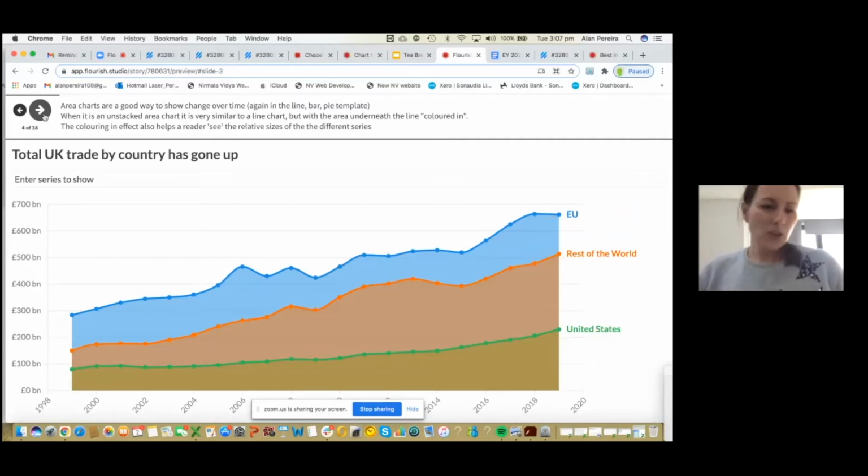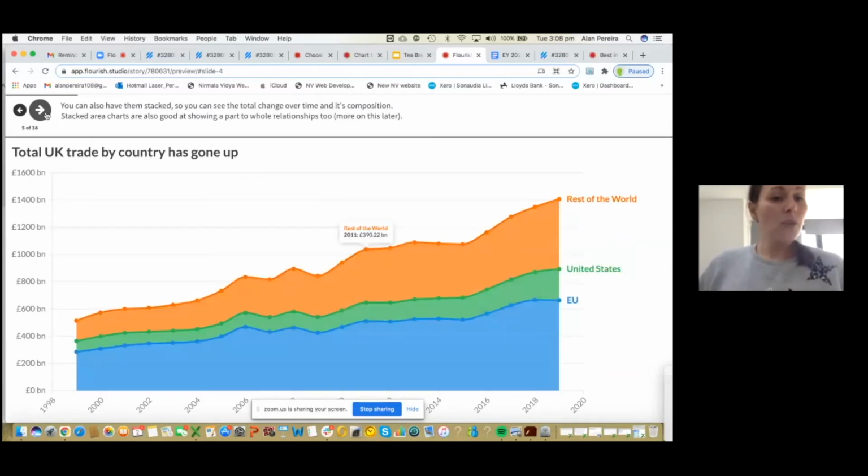And so you can change from a line to a bar, a line to an area chart very easily on a click of a button. And this is an unstacked area chart, so it's basically exactly the same as the line chart, but with the areas coloured in below the line. And this colouring in effect helps the reader see the relative sizes and how they're changing over time. So this can be a nice extra visual effect that you have with an area chart.